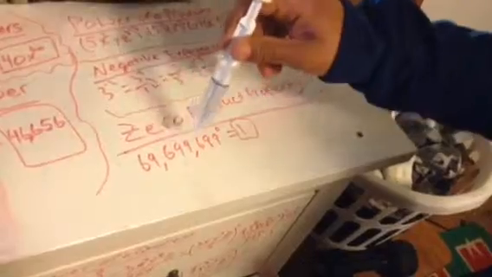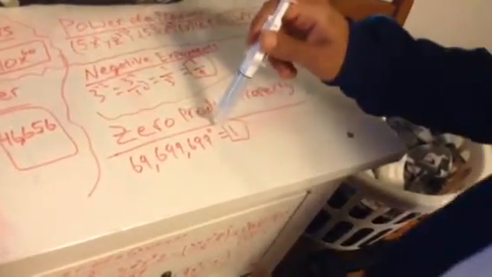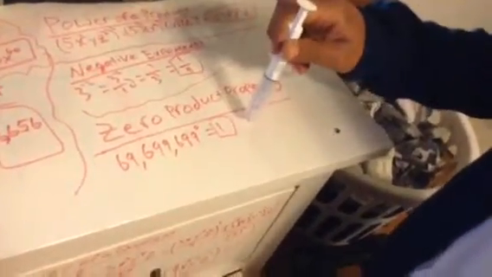Okay, zero product property. Simple. You get a big number, like 69, 69.9, 69.99. To the zero property, equals 1. No matter how big your number is, if it's to the zero property, it equals 1.